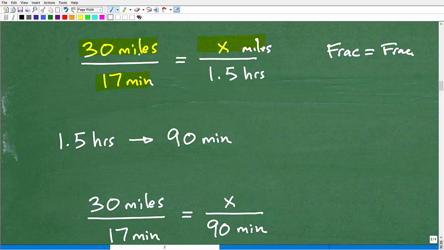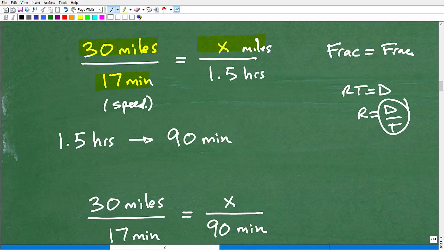Remember, miles divided by time, right? Rate times time equals distance. And we're talking about rate equals distance over time. And that's what we have here, distance over time. This is speed, okay? So this is the speed of the train right here when it's going 30 miles for every 17 minutes. It's going to be the same speed as it goes how many miles it is going to go in 1.5 hours. So the speed's not changing.